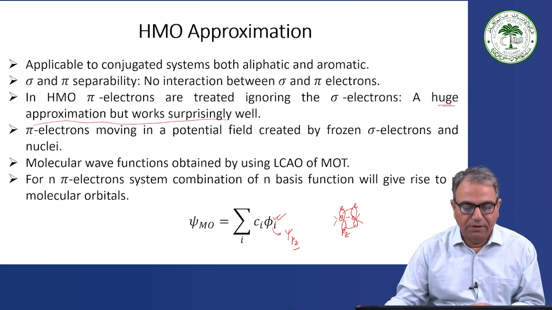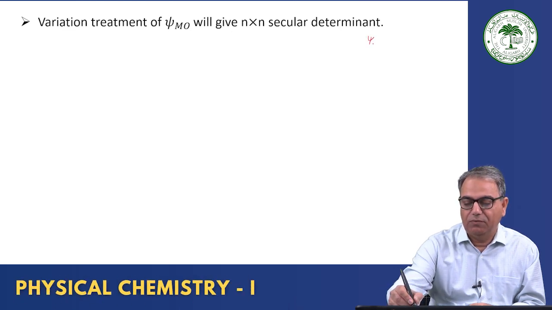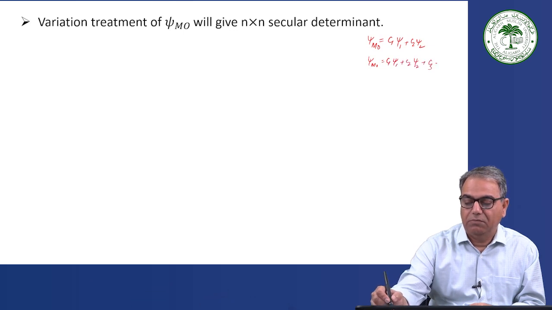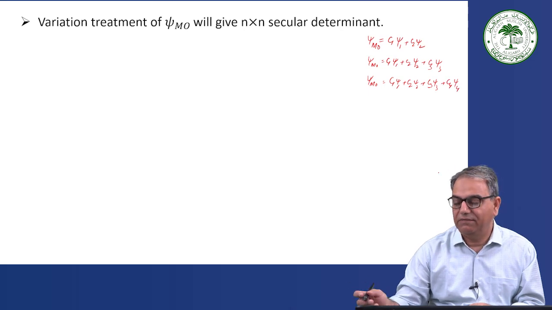Now if we go for variation treatment, here is a quick recap of what we have already done. Variation treatment of psi MO will give you an n by n secular determinant. If your psi MO is C1 psi 1 plus C2 psi 2, then it will give you a 2 by 2 determinant. If your psi MO is C1 psi 1 plus C2 psi 2 plus C3 psi 3, then it will give you a 3 by 3 determinant. If your psi MO has four terms, C1 psi 1 through C4 psi 4, then it will give you a 4 by 4 determinant, and so on. This we have seen earlier.